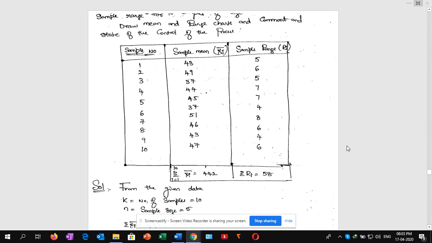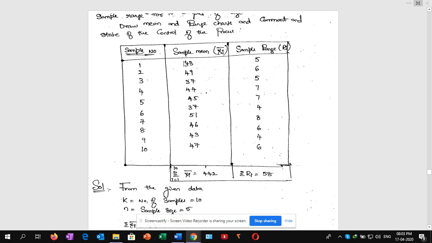Good morning, students. Today we are going to learn the second model based on X bar and R chart. Here the problem gives the sample number, sample mean Xi bar, and sample range. Directly he has given the sample mean and sample range.